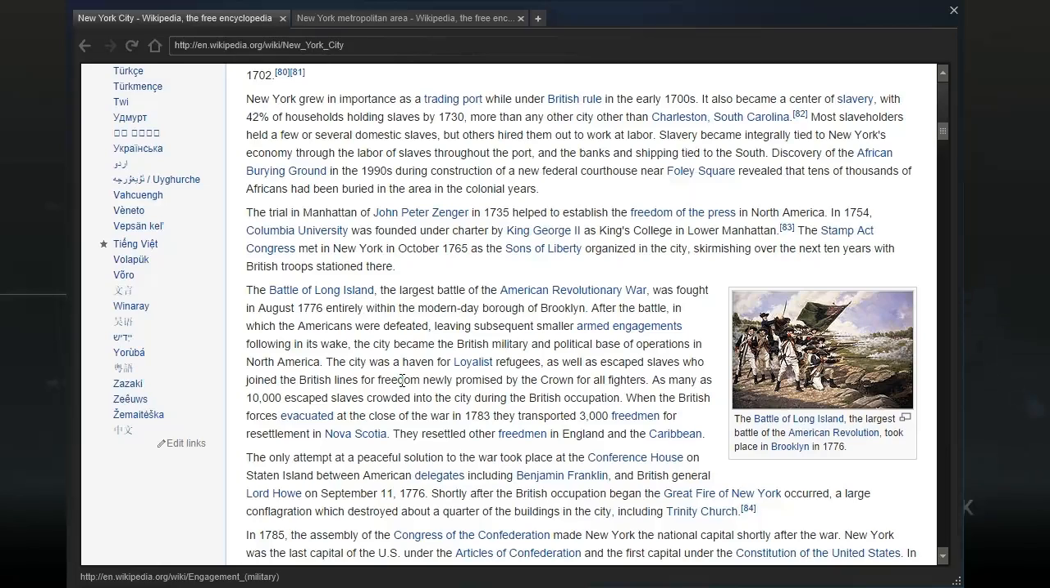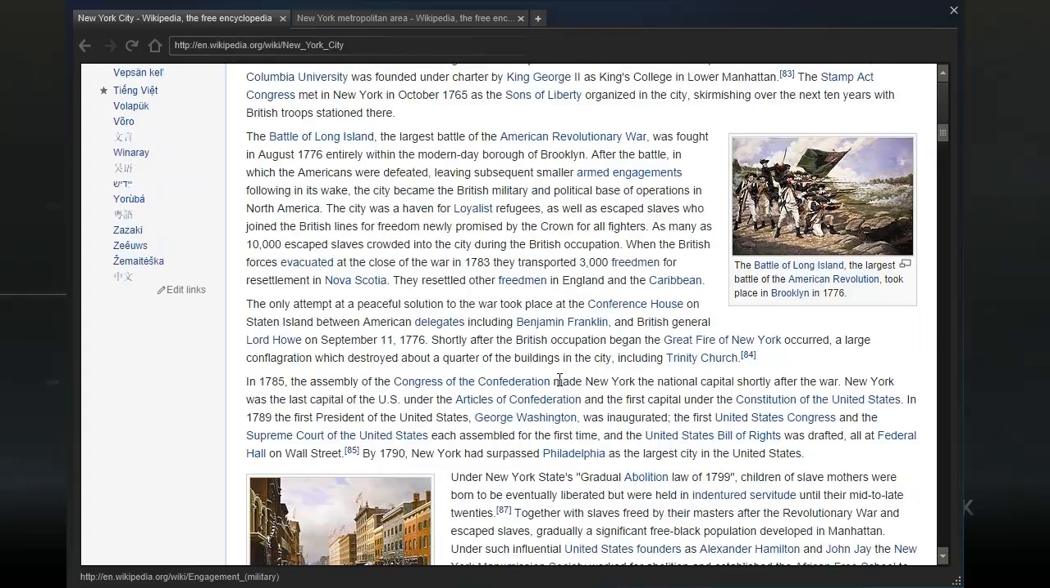The city was a haven for Loyalist refugees as well as escaped slaves who joined the British lines for freedom newly promised by the Crown for all fighters. As many as 10,000 escaped slaves crowded into the city during the British occupation. When the British forces evacuated at the close of the war by 1783, they transported 3,000 freedmen for resettlement in Nova Scotia. They resettled other freedmen in England and the Caribbean. Interesting. So the slaves, they were promised freedom in exchange for fighting for the English, or for the British.